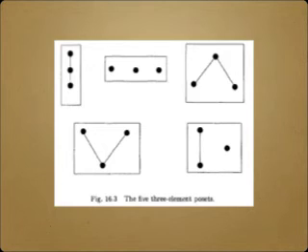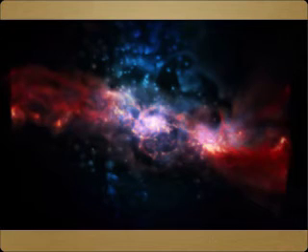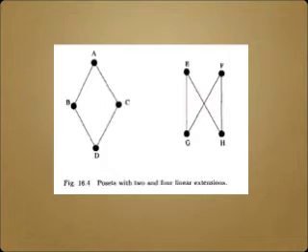Example 16.9. The poset shown on the left in figure 16.4 has two linear extensions, f and g, where f of a equals g of a equals 4, f of d equals g of d equals 1, f of b equals g of c equals 2, and f of c equals g of b equals 3.